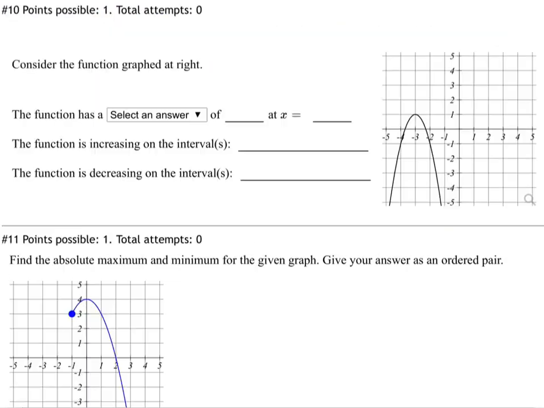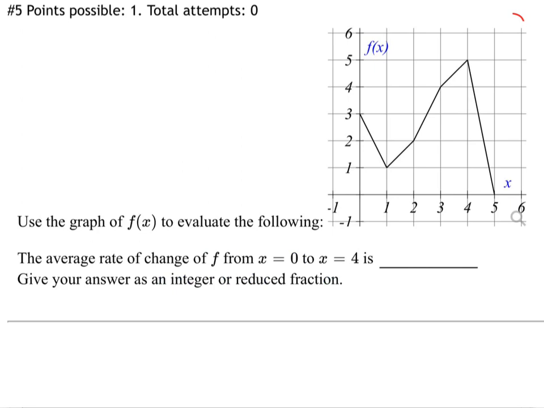To number 5, I'm going to go back because we got to see the graph. So here is number 5. We have a graph for us. And use the graph to evaluate the following. The average rate of change of f from 0 to 4. So same kind of question, same words. Average rate of change again.